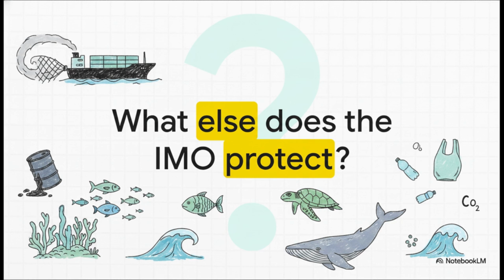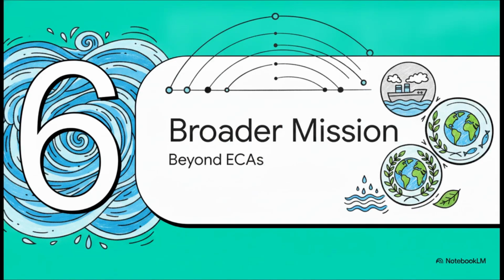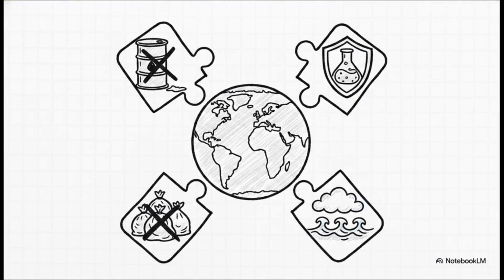else falls under the IMO's massive environmental umbrella? Because as it turns out, air pollution is really just one dimension of marine conservation. That brings us to Section 6, the broader environmental mission, beyond emission control areas. You see, these emission control areas are actually just one piece of a much larger global puzzle in the IMO's Marine Environment Initiative. Their mandate tackles physical marine pollution comprehensively.